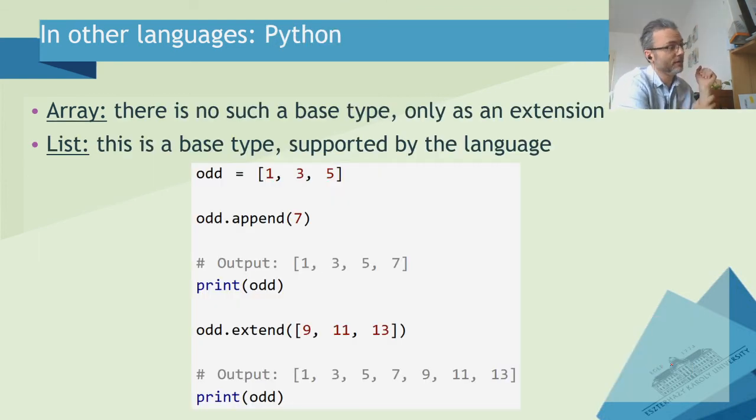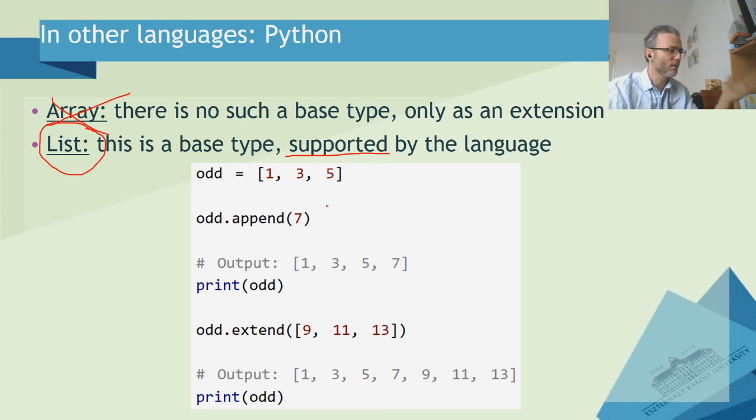Python is a different story. Just imagine that in Python there are no arrays, I mean, not as a basic data type. You can import certain packages which provide the array data type, but it doesn't make too much sense because in Python, list is a base type. It's supported by the language itself.